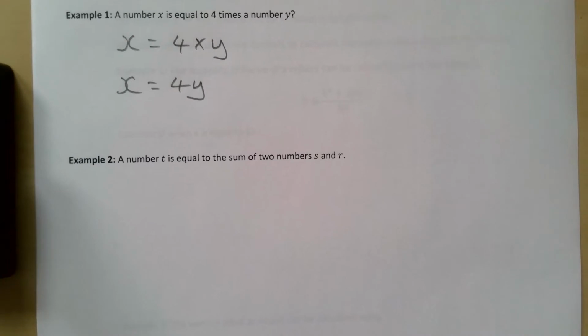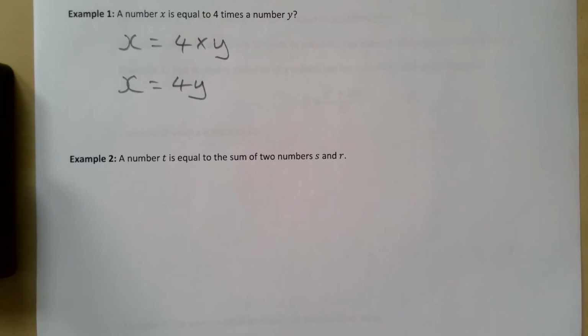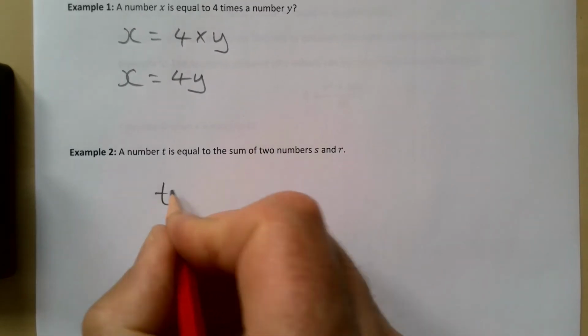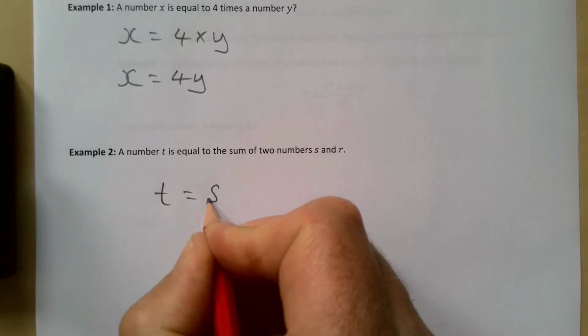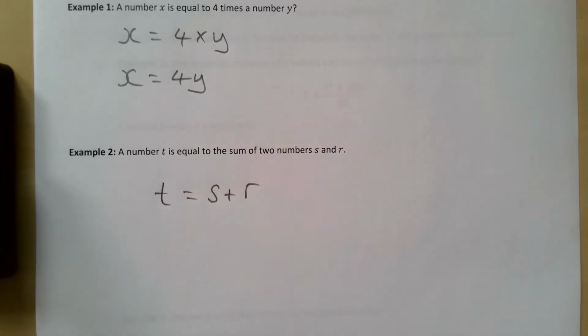A number t is equal to the sum of two numbers s and r. The sum means we add. There's our s plus our r.